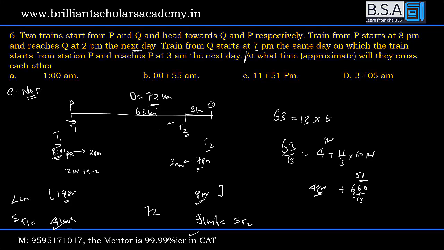After 8 p.m., it is 4 hours and 51 minutes. So when will they cross each other? They will cross each other at a time of 0051 a.m.